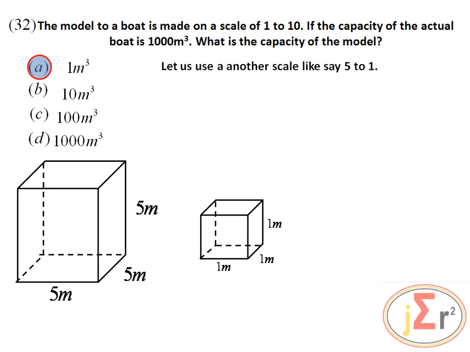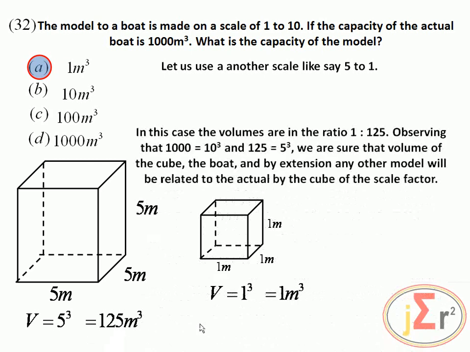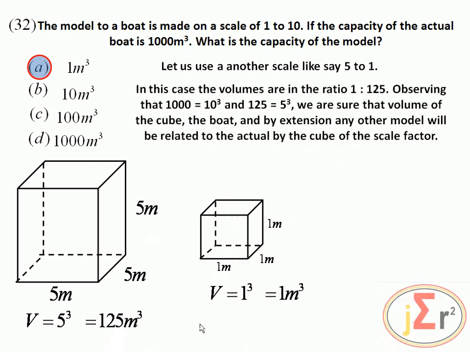So we have them in the scale of 1 to 5, or 5 to 1 in this particular case. So the volume, as usual, we cube the length. And what do we know? 1 in this particular case and 125 in this case. In this case, the volumes are in the ratio 1 to 125.